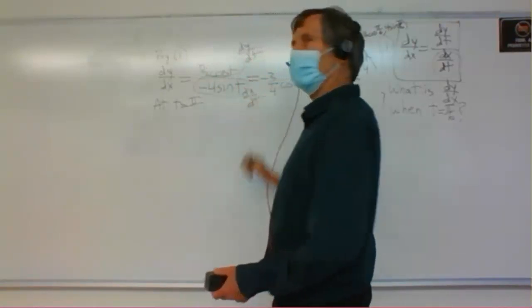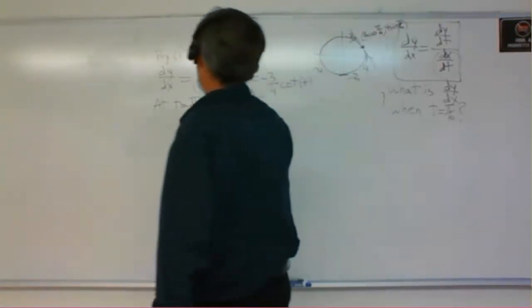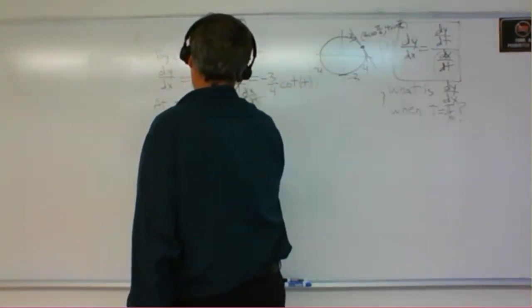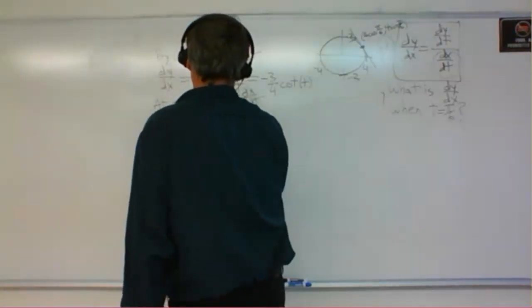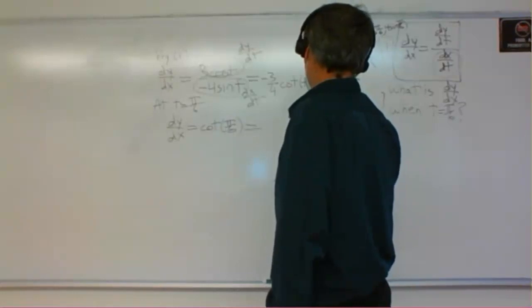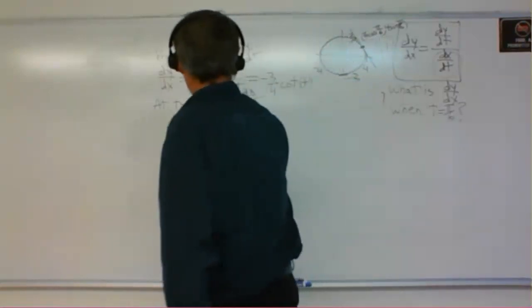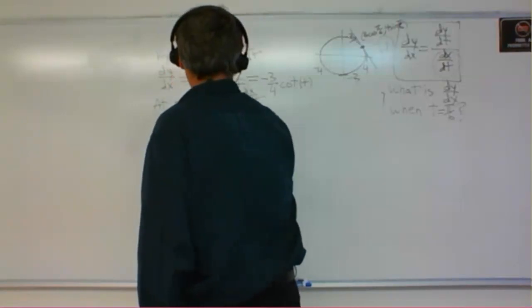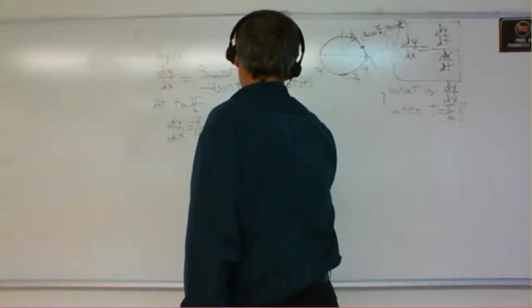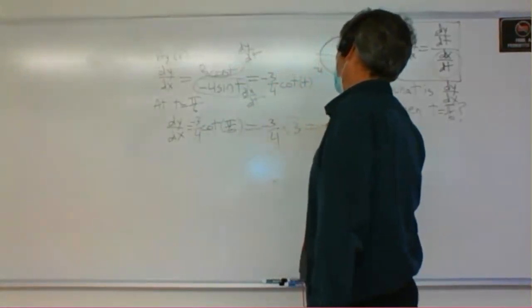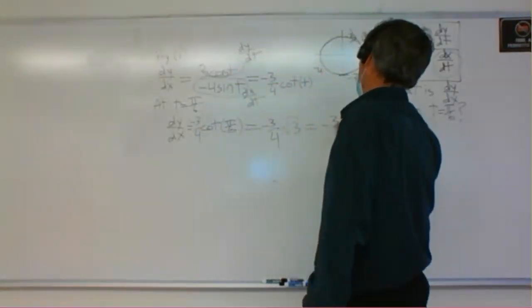And I can plug in any t value I want and find the slope. But actually, at t equals pi over 6, then we get dy/dx is cotangent of pi over 6, which comes out to be minus 3/4 times square root 3, or minus 3 square root 3 over 4.